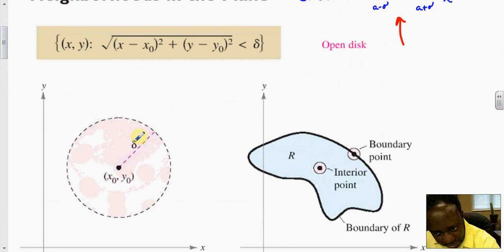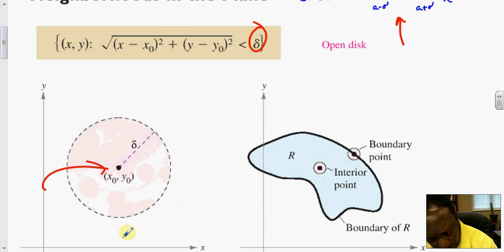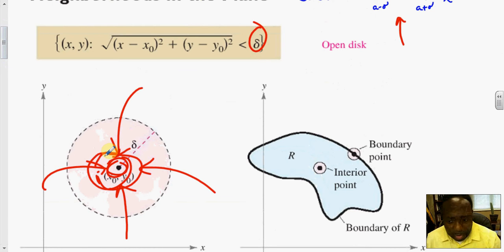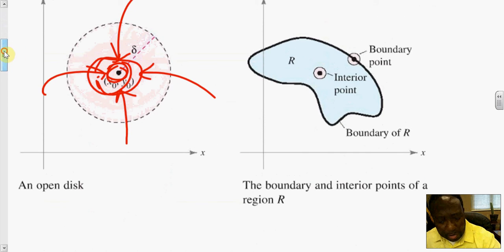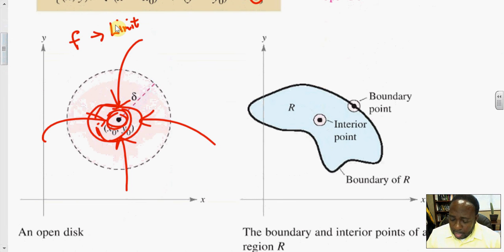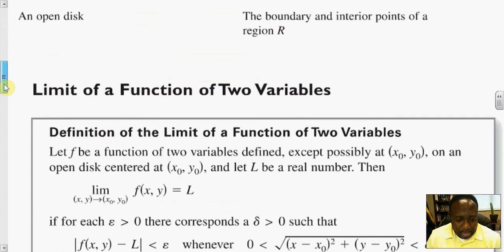So in shrinking delta, when delta goes small, this open disk, do we have containment in some neighborhood that's getting closer and closer to the desired point? Does that also force, in the space, what happens in the function? Do those values approach some limit? Now, if that be the case, then we can talk about the limit.